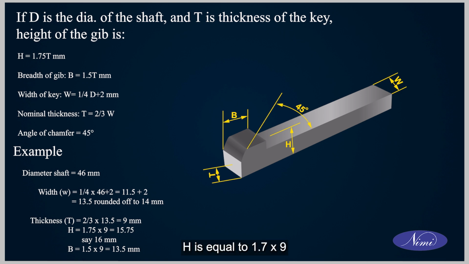H is equal to 1.75 into 9, which is equal to 15.75 rounded off to 16 mm. B is equal to 1.5 into 9, which is equal to 13.5 mm.